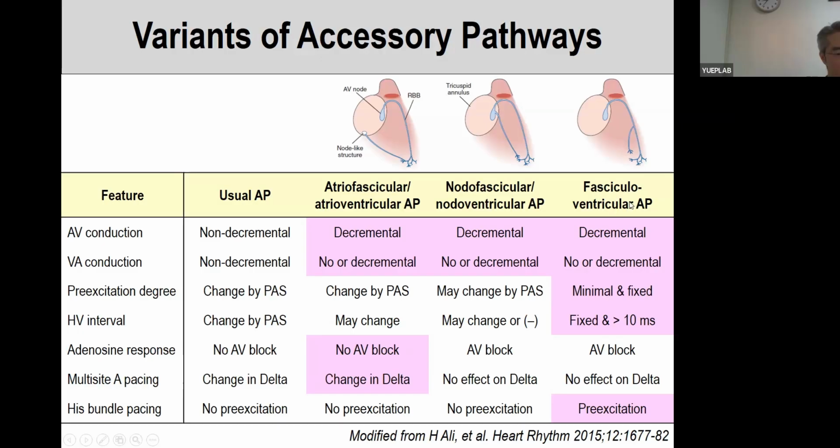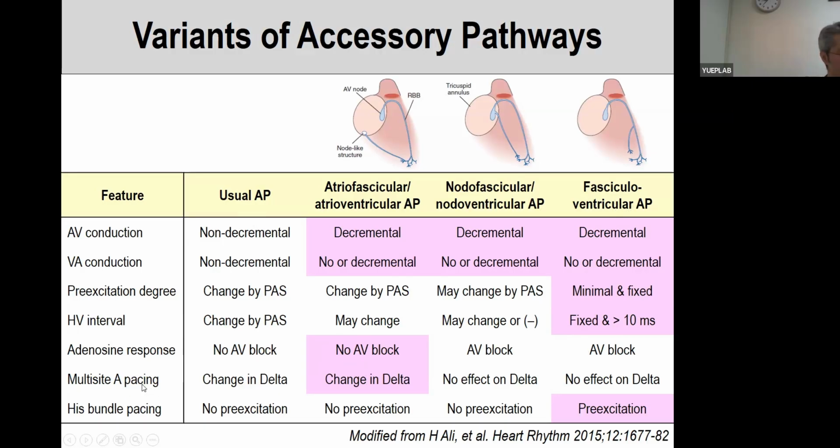Nodofascicular and fasciculoventricular accessory pathway: if we inject adenosine, then the AV node is blocked, so there is no ventricular activity just after adenosine injection. However, with the usual accessory pathway and atriofascicular accessory pathway, if we inject adenosine, the AV node is blocked, but the conduction through the accessory pathway is still going on. So no AV block appears after adenosine injection.